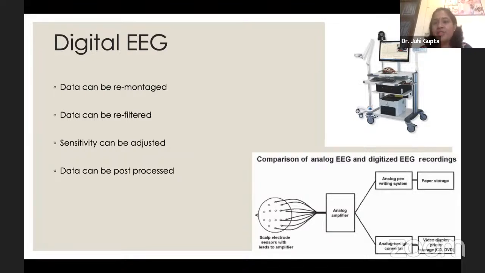While in an analog machine, once recorded, we have to see it on the paper. So in an analog machine, you have an analog amplifier, which gives the signal to the analog pen writing system, and then it is converted to a paper record. While in a digital machine, the analog signal is converted to a digital signal, and what you get is a video display.